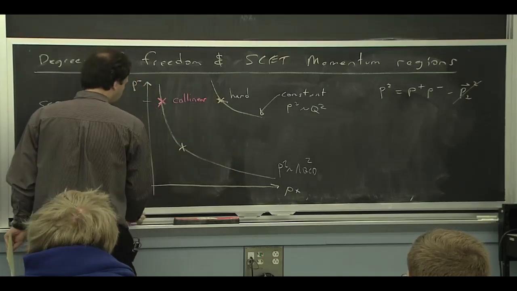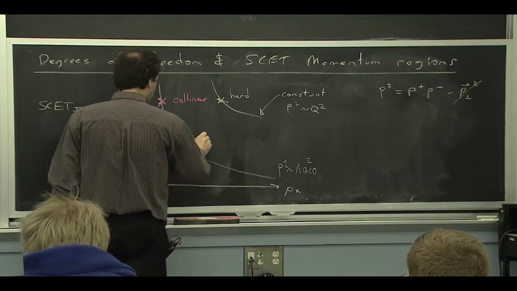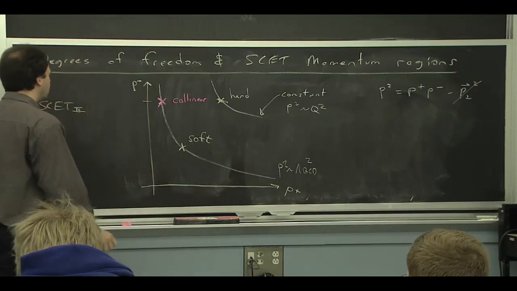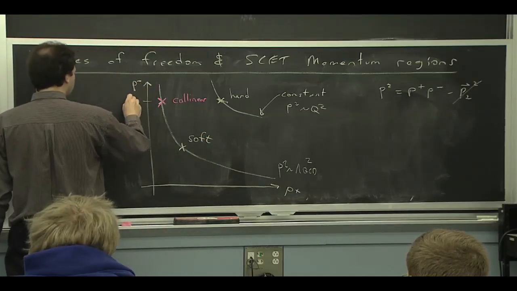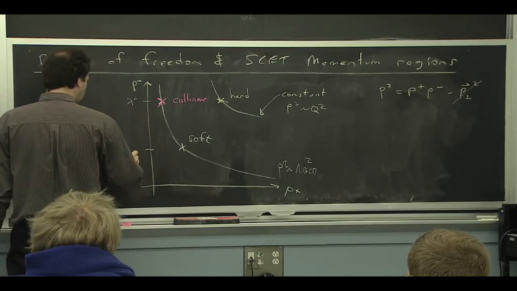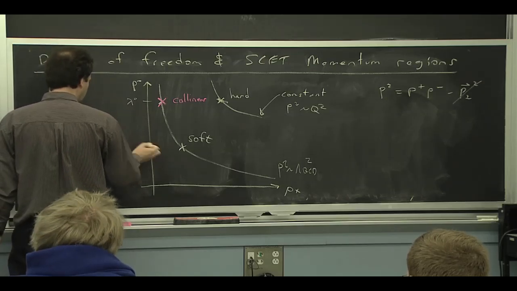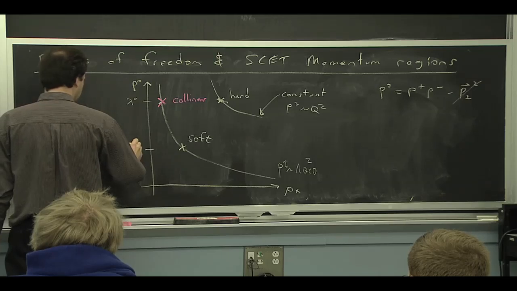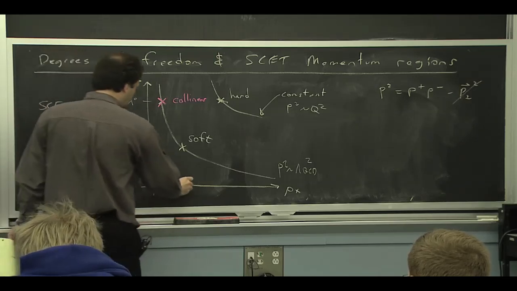And then the soft one lives down there. So p minus here is scaling like, if you like, lambda to the 0. And here, for this soft mode, which also exists in this case, this is actually going to be lambda.